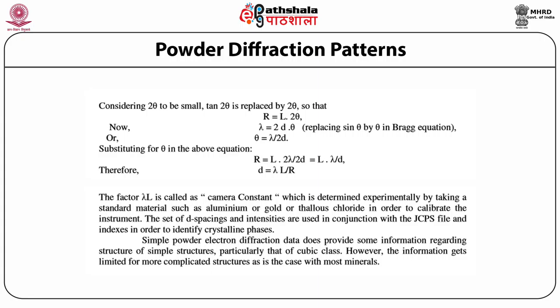The set of d spacings and intensities are used in conjunction with the JCPDS file and indexing in order to identify crystalline phases. Simple powder electron diffraction data does provide some information regarding the structure of simple structures, particularly that of cubic phases. However, the information gets limited for more complicated structures, as is the case with most minerals.